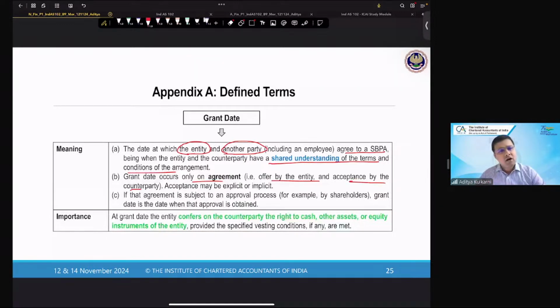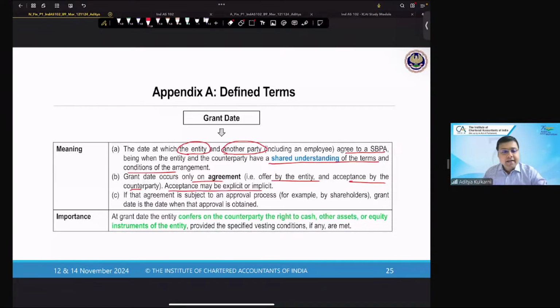How many of you have studied contract law? How many of you have studied the Contract Act 1872? Not sure, but you have studied the Contract Act in your foundation. So in the Contract Act, is only an offer adequate for it to become a contract? The answer is no. An offer followed by an acceptance makes it a contract. So here also, grant date occurs only on agreement. But the acceptance can be explicit or implicit.